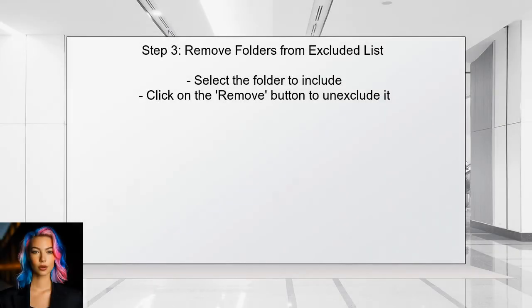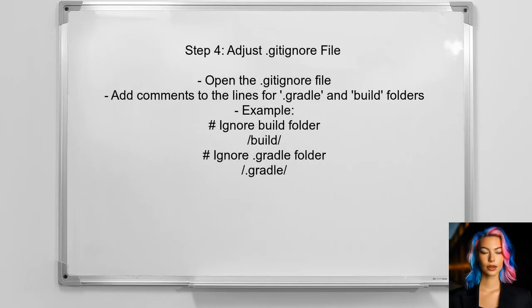To include the folders back into the project view, the user needs to remove them from the excluded list. This can be done by selecting the folder and clicking on the Remove button. After adjusting the excluded folders, the user should also check the .gitignore file. They can add comments to the lines for the folders they want to keep visible in IntelliJ while still ignoring them in Git.